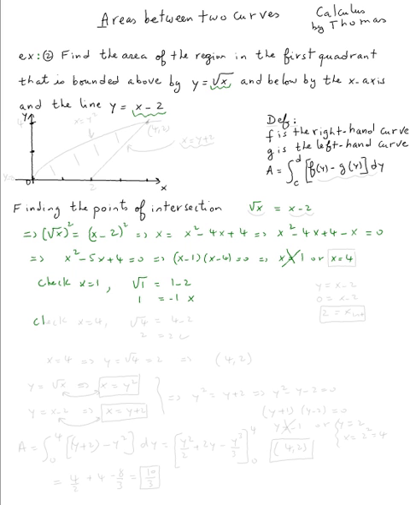Now check x equals 4. If you plug it in, you get square root of 4 is equal to 4 minus 2, which is 2 equals 2, so it's okay. So x equals 4 is the x coordinate of a point of intersection. Since x is equal to 4, now how do we find the y value? Plug it in here, right? Or in this one, doesn't matter. So y is equal to square root of 4, which is 2. So one point of intersection is 4, 2.